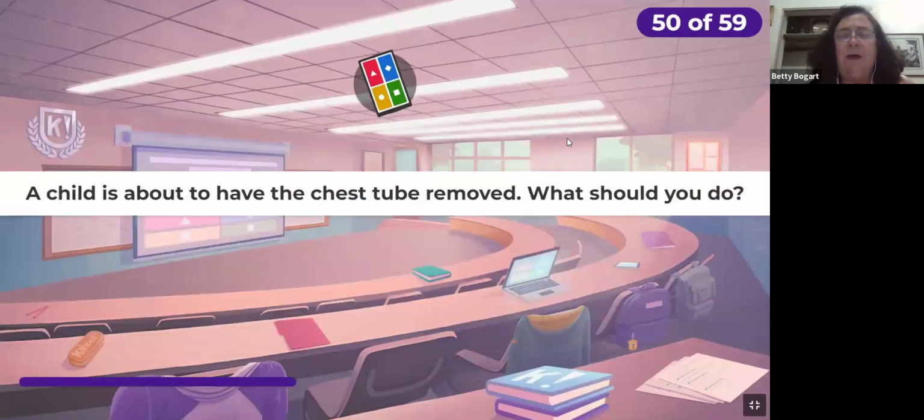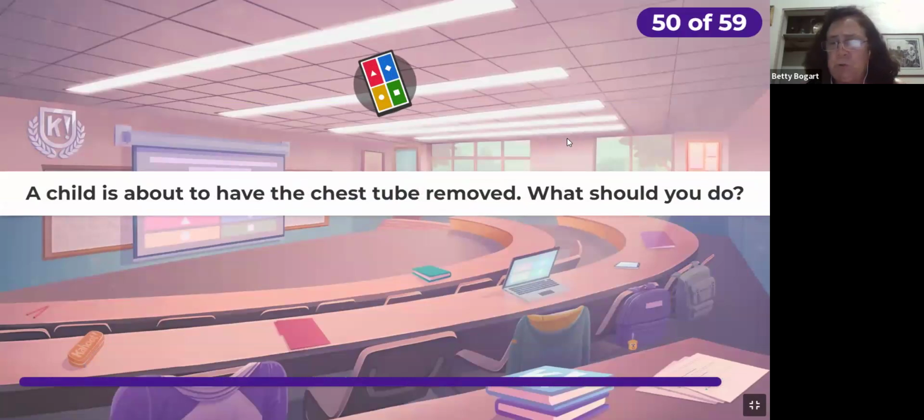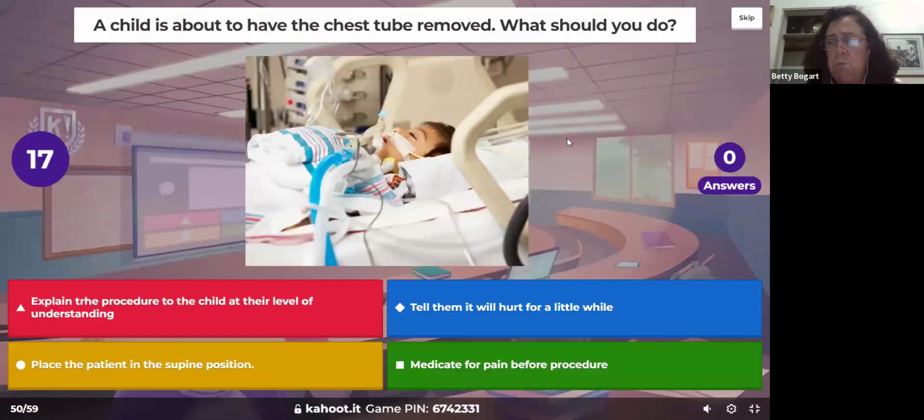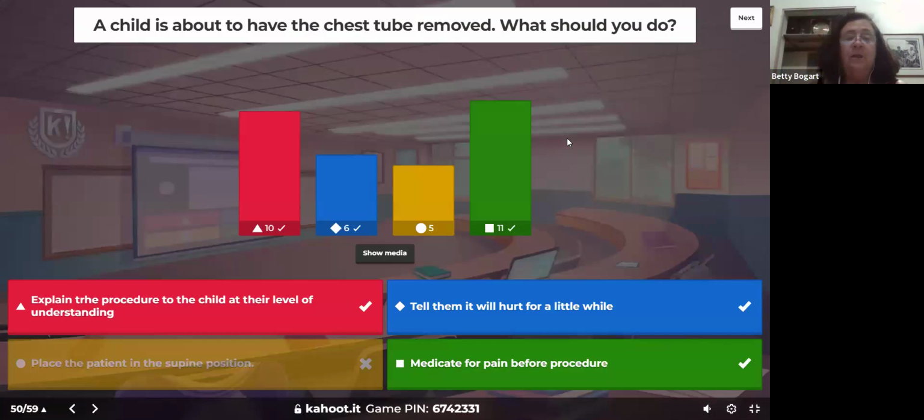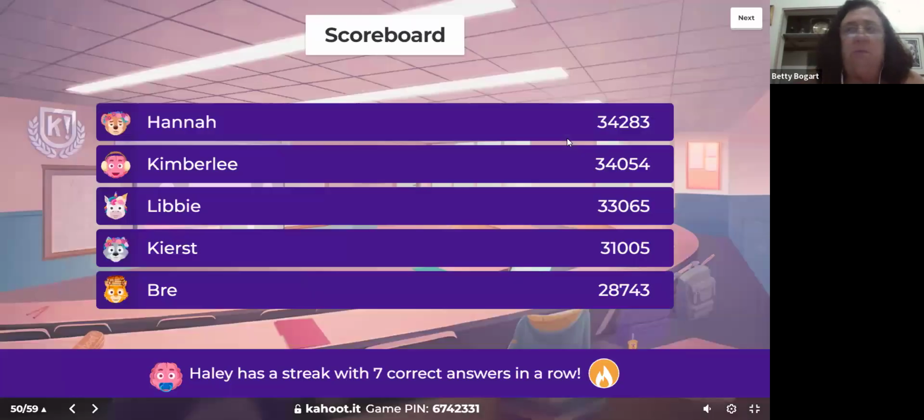Multi. The child's about to have a chest tube removed. What should you do? You know, the adults told me it burns, like intense burning. They always say it's almost the worst part of the surgery. So always explain. Tell them it's going to hurt. Medicate them for pain. And this child should be sitting up. If you lay them down, it's going to hurt even worse. Plus, you need their airway to be expanded, their diaphragm's lower, so never supine.